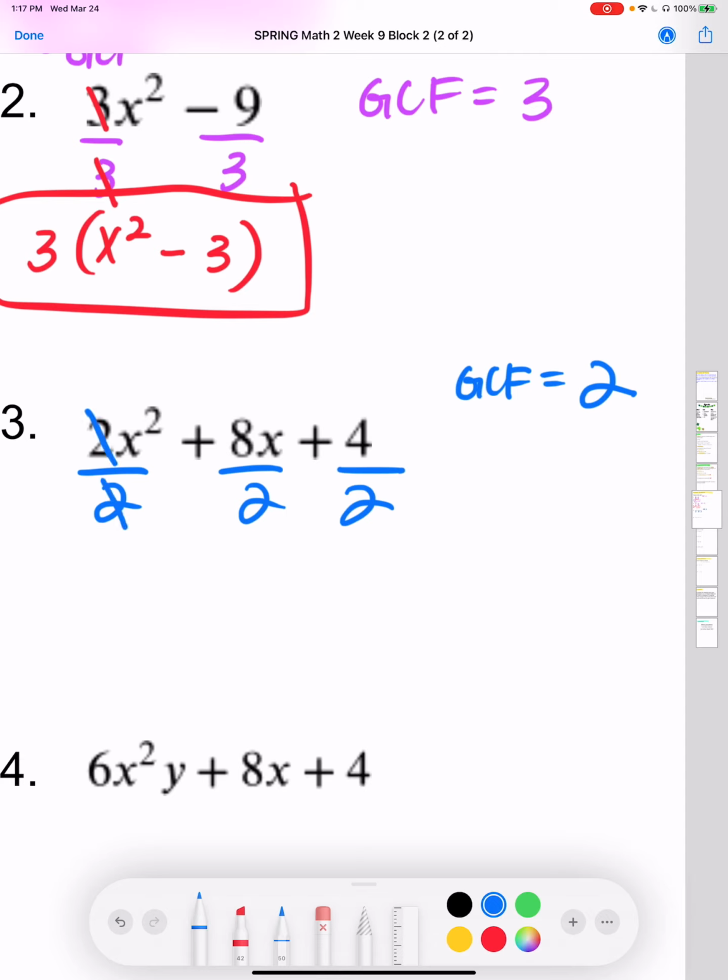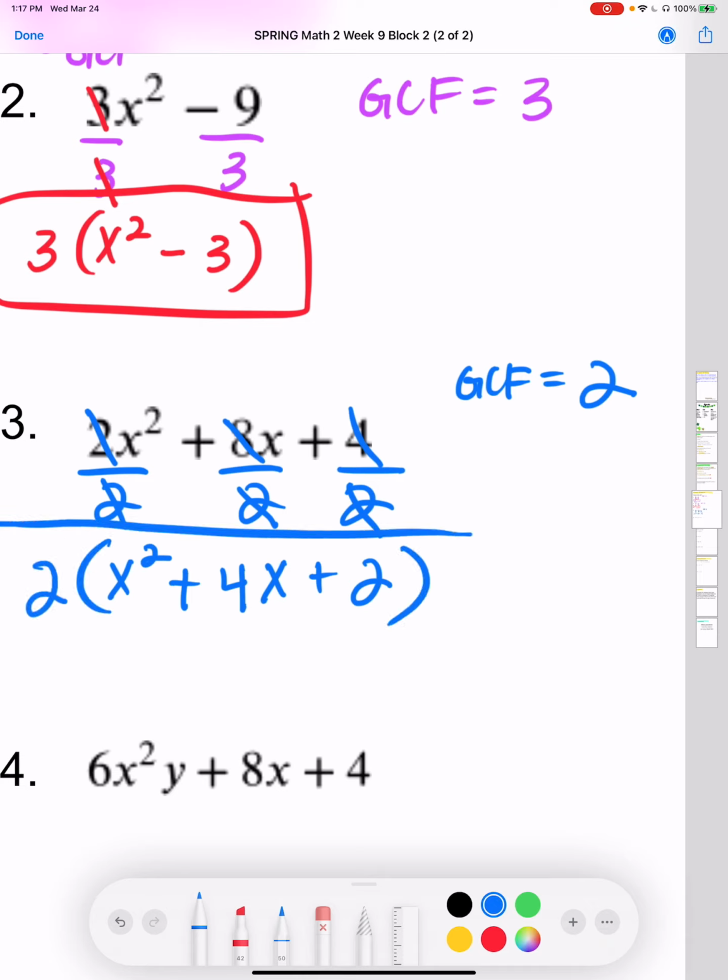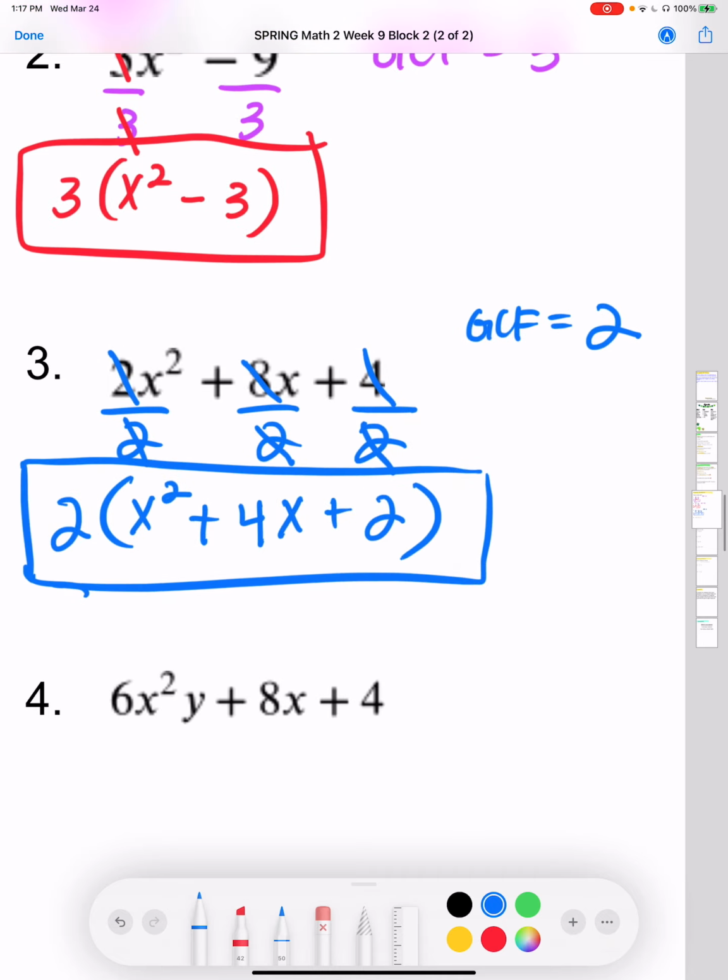2 divided by 2 is 1, so you're just left with x squared, plus 8 divided by 2 is 4, bring down that x, and then 4 divided by 2 is 2, and that's a plus sign in between. Throw that in parentheses, put your GCF on the outside. So here is my answer to number 3.